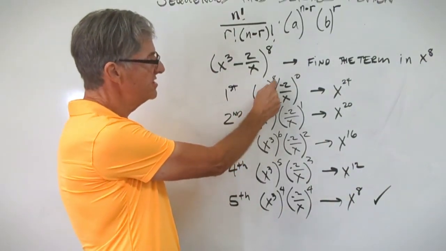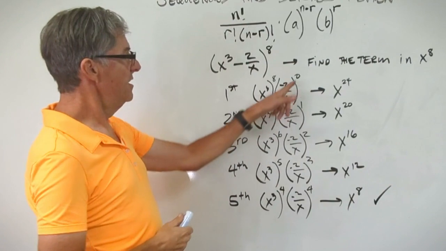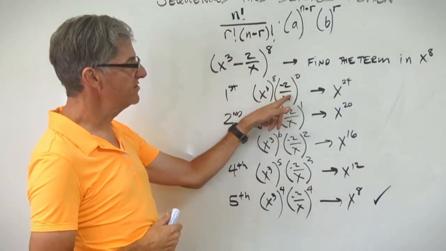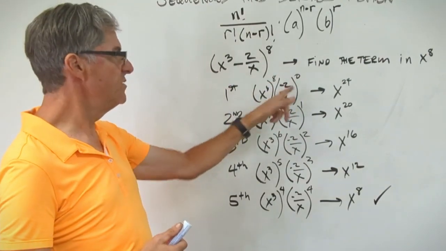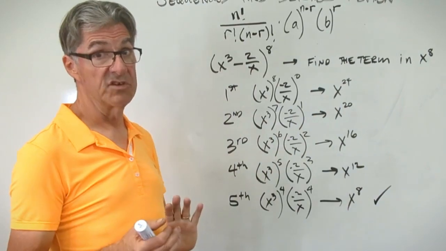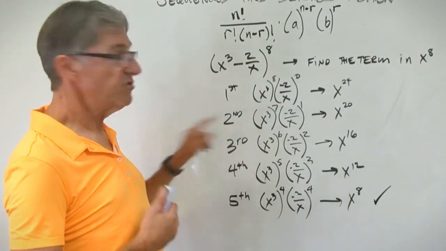x to the 3rd to the 8th is x to the 24th, and then x to the negative 0, which is what happens when you put it under the fraction bar, is not going to do anything, it's still 0. So this one's going to be x to the 24th. So we know it's not the first term. That power is too big. Let's try the second term.